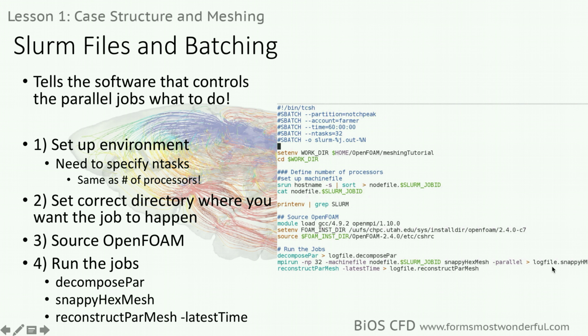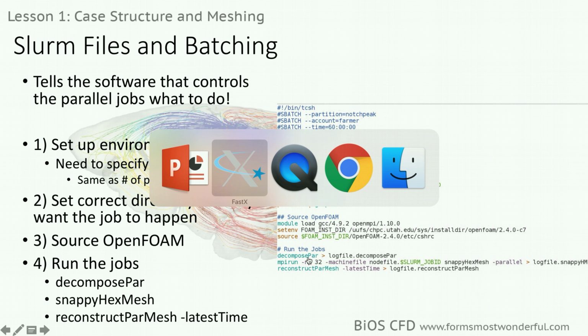Now, you might notice that before snappyHexMesh, I also have decomposePar, noting that into a log file, and then at the end, reconstructParMesh. What that's going to do is after snappyHexMesh is done on 32 processors, it's going to reconstruct it so we can look at it. And since decomposePar is already here, it's going to do that decomposePar step.